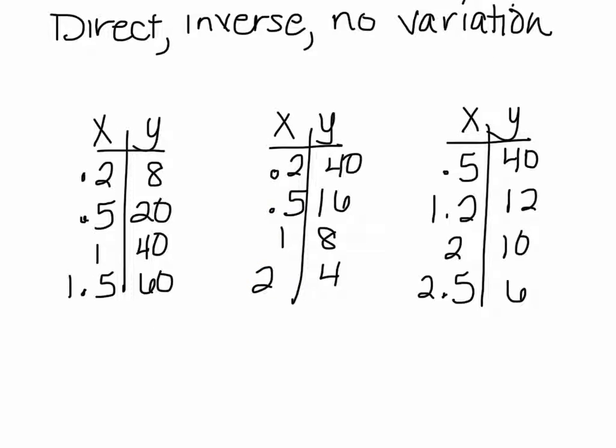So in this one, I have 3 examples. I have to determine if it's a direct, inverse, or no variation. Direct, remember, is dealing with the slope, and we want to know if the slopes are constant, which is your y over your x. The inverse is the product constant, and if one of those two don't apply, then we know we have no variation. So let's start the first one.